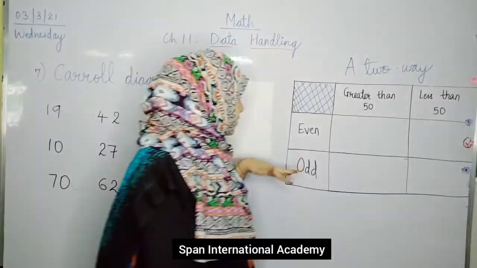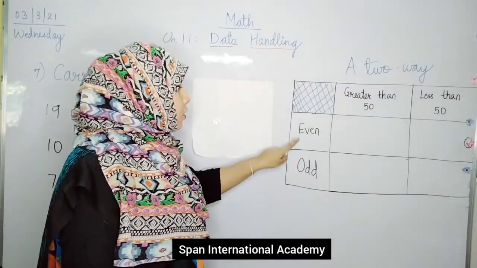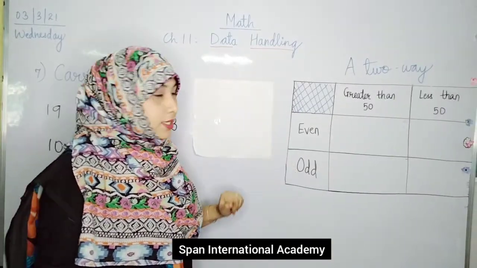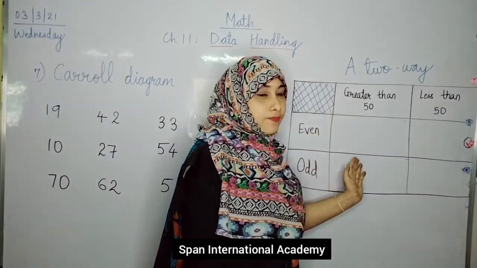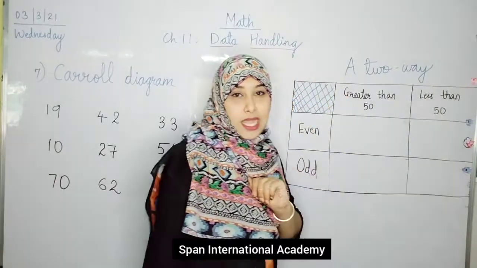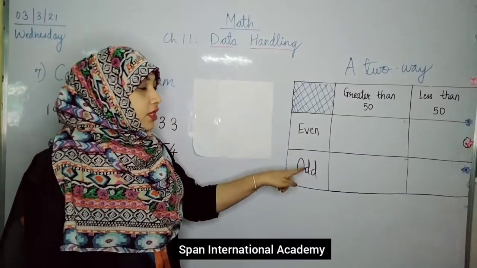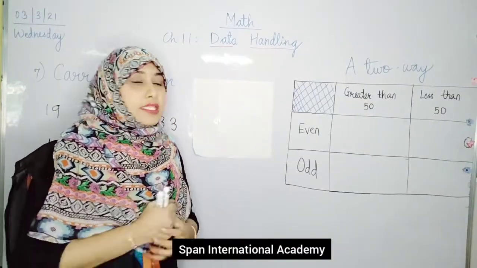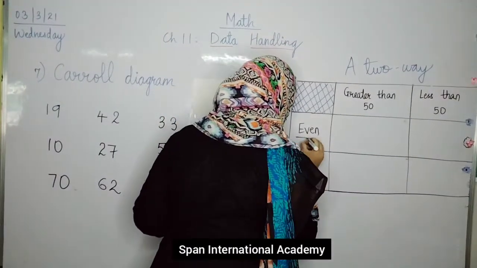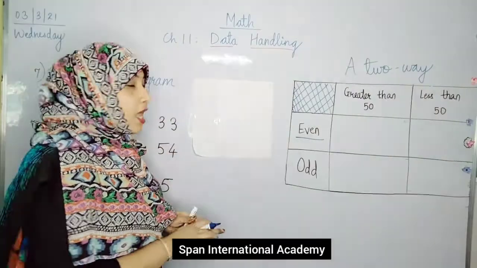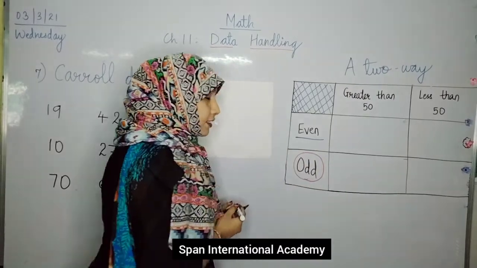Now how do we have to represent it? We have to represent it in the form of even and odd numbers. We all know what even numbers and odd numbers are. And in this way, they should be numbers greater than 50. And here we should have numbers less than 50. So let us begin by identifying even and odd numbers. To make it simple for all of us to understand, let us underline all the even numbers with blue and circle the odd numbers with red.